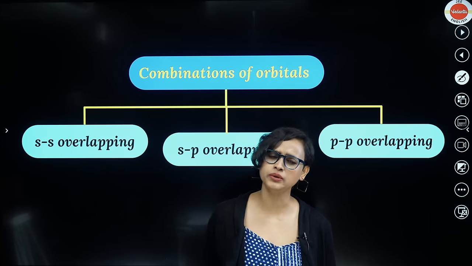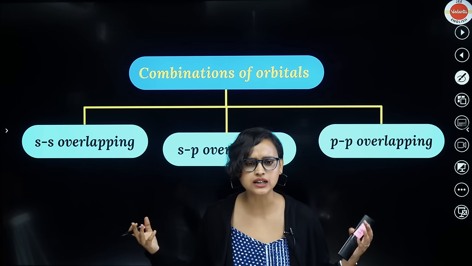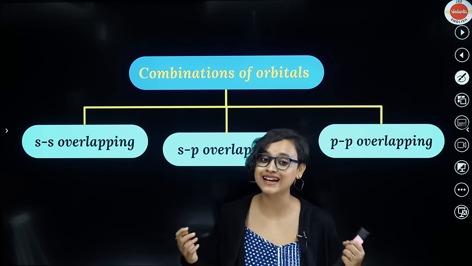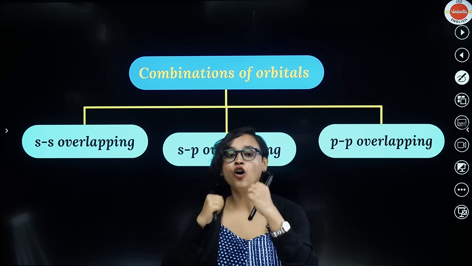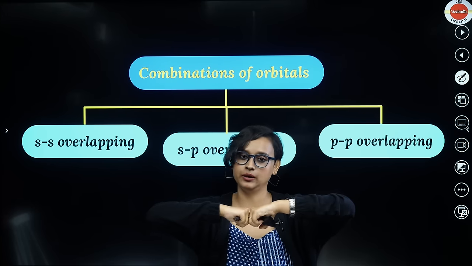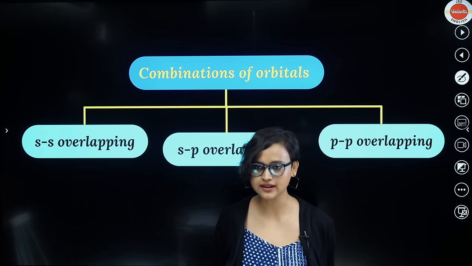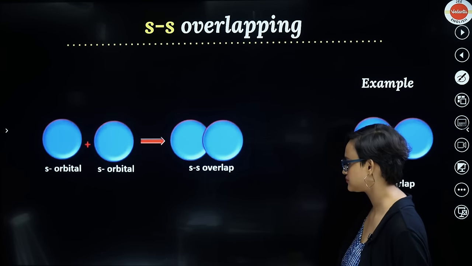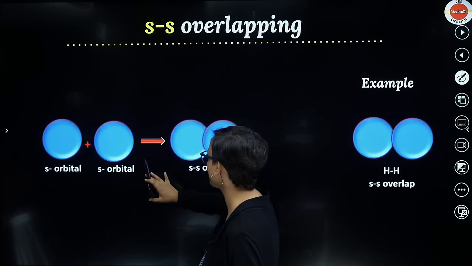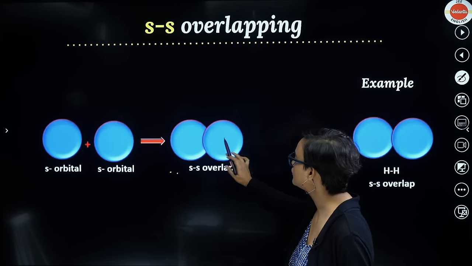Now, what are the combination of orbitals? How can orbitals combine? Orbitals can combine as S overlapping, SP overlapping, or it can be PP overlapping, or PP overlapping like this also. Right. Yes. So let's check out the SS overlapping. See what is happening here. S plus S orbitals, right? Yes, how they are overlapping, like this.